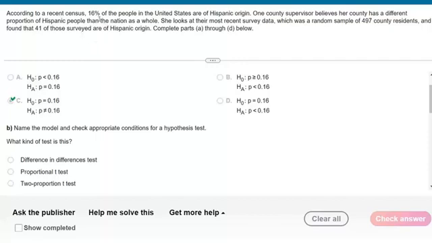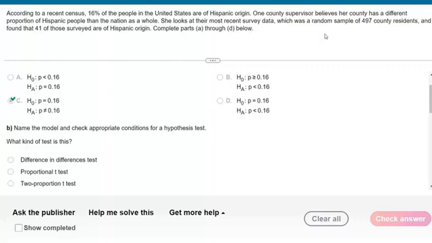So there's a census. They say 16% of the people are of Hispanic origin. When you see a percentage, you can also think of that as a proportion, right? 16% is the same thing as 0.16. So it looks like we're dealing with just one proportion.